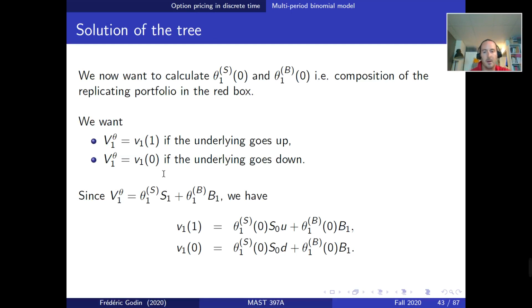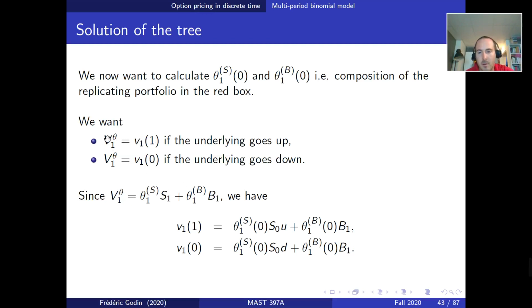So here, we can use the formula for V1 theta. So V1 theta, we can recall, is equal to theta 1s times s1 plus theta 1b times b1. And in that case, coupling these two equations, these ensure that our portfolio is replicating. And this is simply the definition of the portfolio value at time 1.